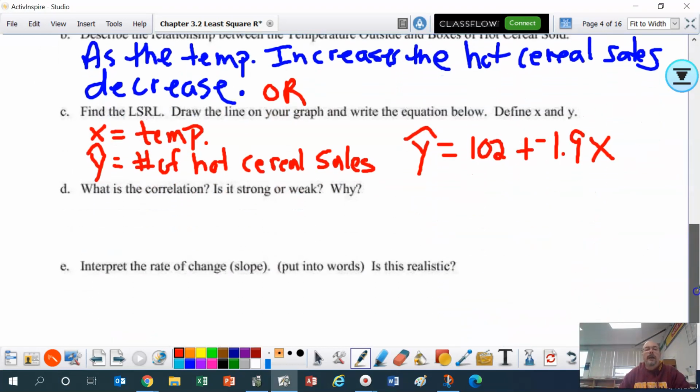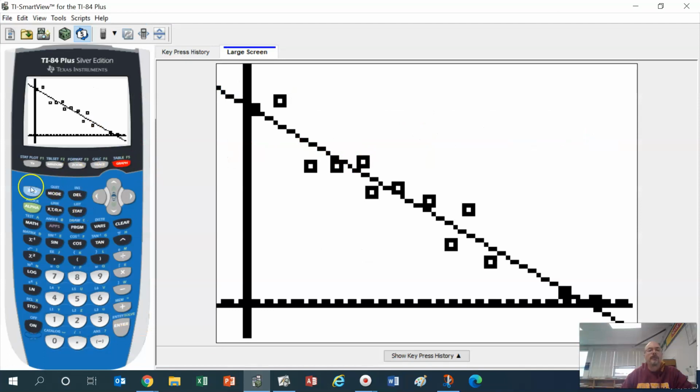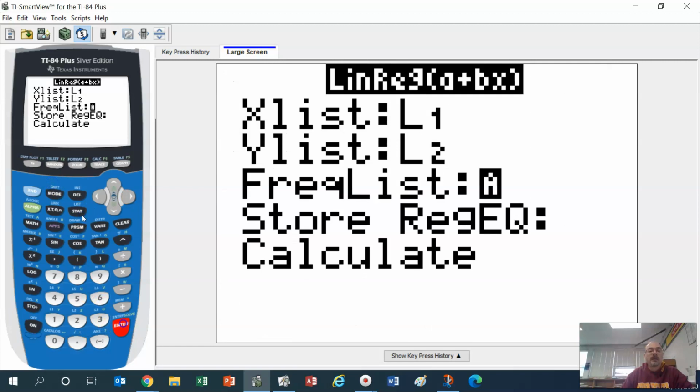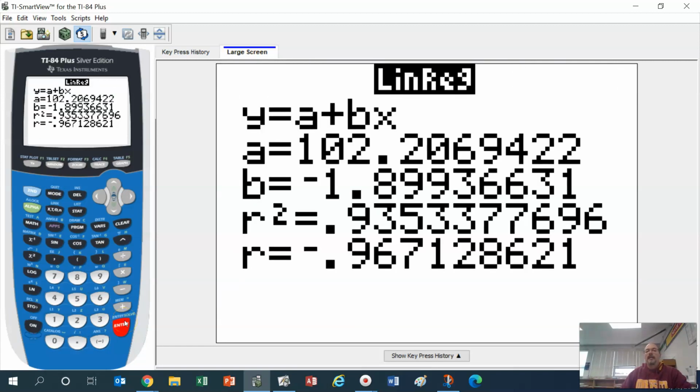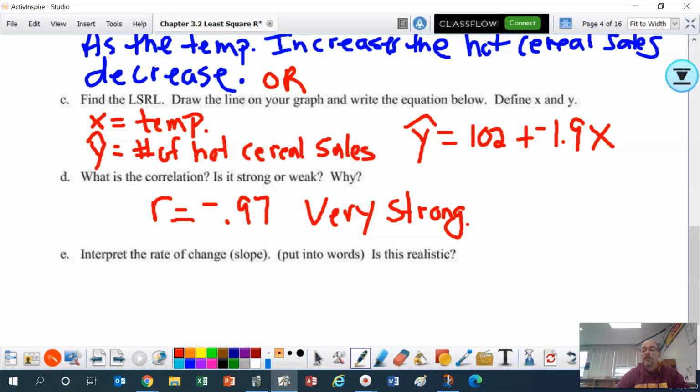Cool. All right, so what is the correlation again? Well, we looked at that on our calculator, and we see that the correlation is, let me go back. Stat, I got to go through the stat calculator. I got to go through all of that again. Sorry about that, folks. Taking up time, I know. Negative, I'm going to round it, negative 0.97. Again, remember the negative tells me the direction. The dots are going down. And 0.97 is very strong. Okay. Why is it very strong? Because hot cereal sales and temperature are closely related.